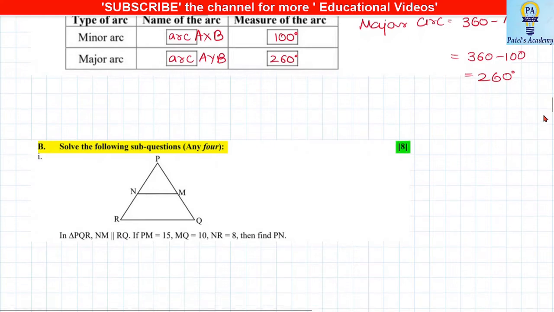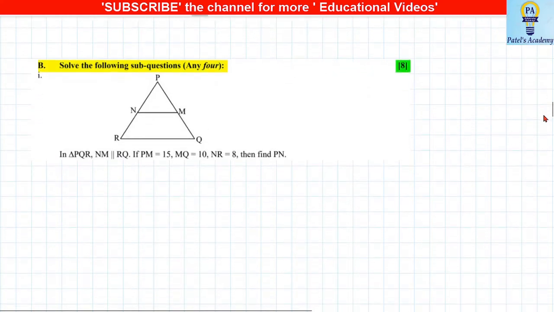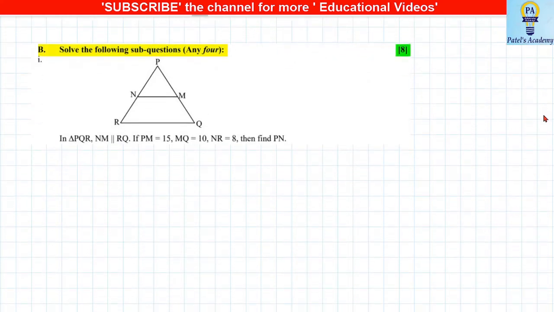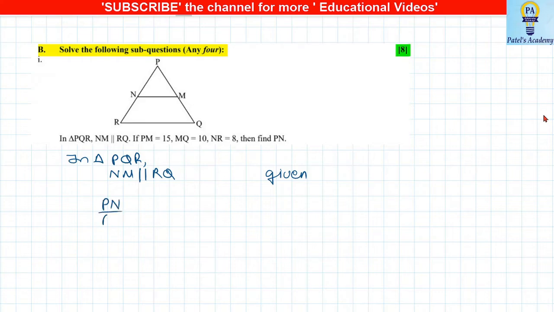Now let's see the B part. Okay, so they have given the figure in triangle PQR. Okay, so let's write, in triangle PQR, they have given NM is parallel to RQ. This is given to us. So we can use a property of BPT. What is that? PN upon RN equals PM upon MQ. This is called the basic proportionality theorem.